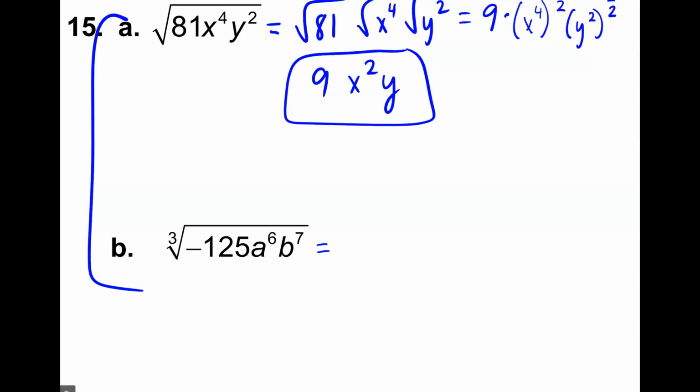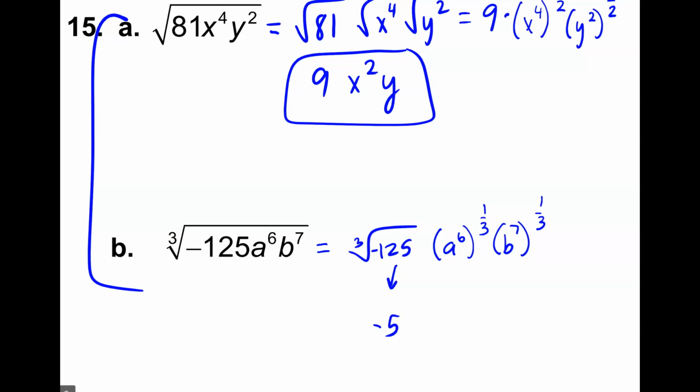This next one, I'm going to write this as the cube root of negative 125, and then times a to the 6th power to the 1/3 times b to the 7 to the 1/3. This is more like what I'll put on the test. Cube root of negative 125, negative 5. Not plus or minus, because if you take plus 5 times itself 3 times, it's positive 125. A to the 6 to the 1/3 is going to be a squared.